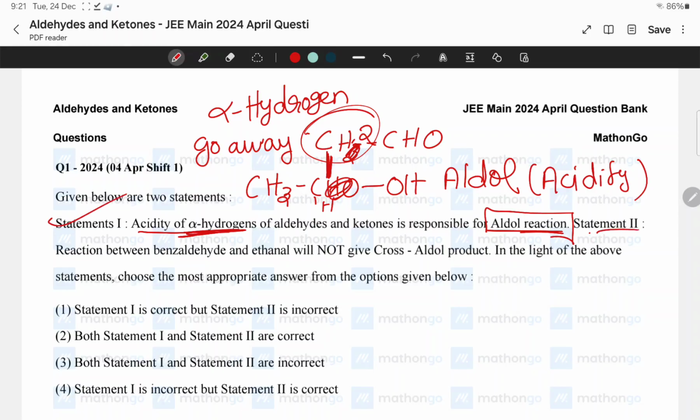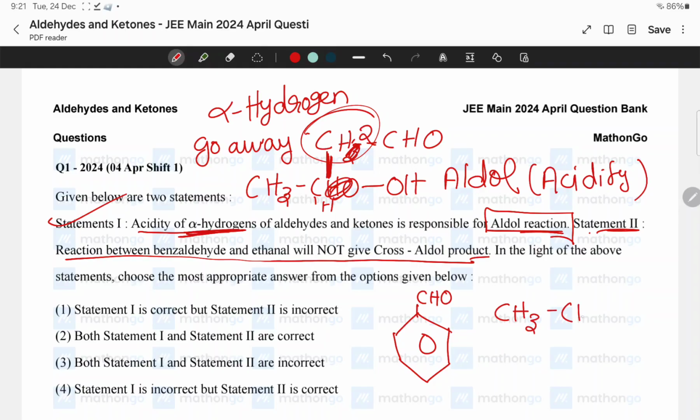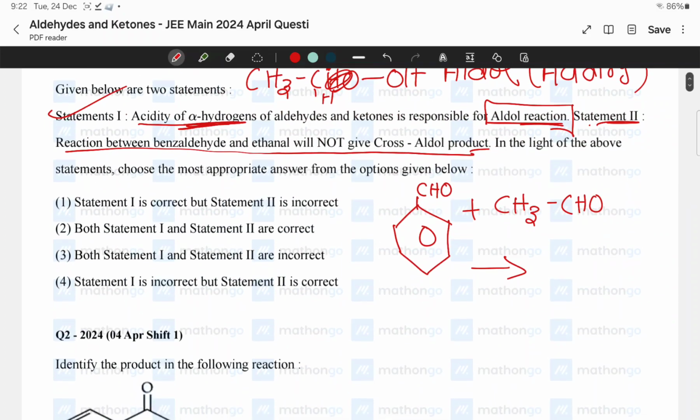Now statement 2: reaction between benzaldehyde and ethanol will not give cross aldol product. Let us draw and find out. Benzaldehyde and CH3CHO. If one of the reactants has an alpha hydrogen, cross aldol condensation reaction will happen. Benzaldehyde doesn't have an alpha hydrogen, but ethanol has, therefore the reaction is possible.